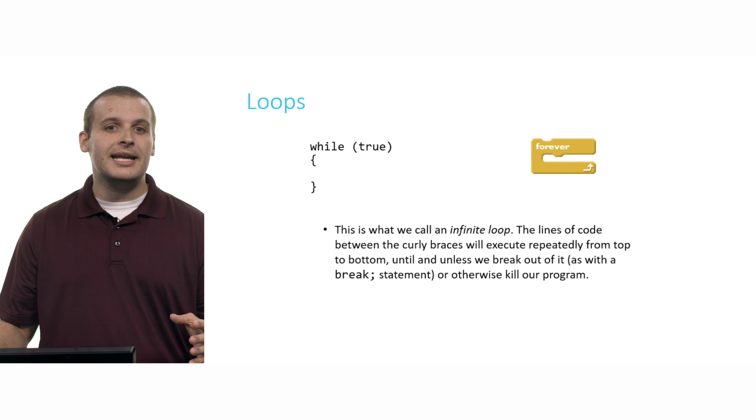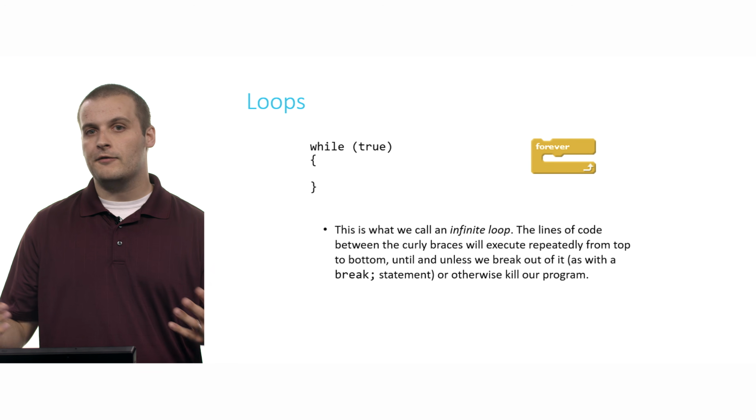After all, if you recall from our discussion of Boolean expressions, true is always true. So if we're doing something so long as true is true, it'll always run. It'll run forever until we find a way to break out of it with a break statement, which we saw a little while ago when we were talking about switch, or otherwise just kill our program. Incidentally, if you ever find yourself in a situation with an infinite loop and you don't know how to stop your program from running, just hit Control and C, and that'll kill your program for you. But this again is called an infinite loop. It is a loop that will run forever.